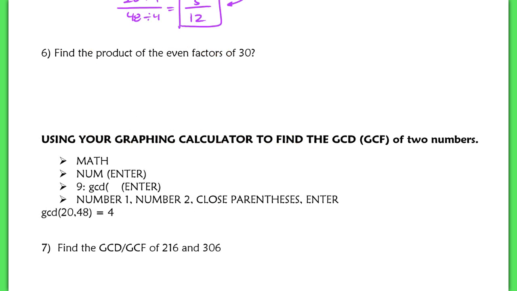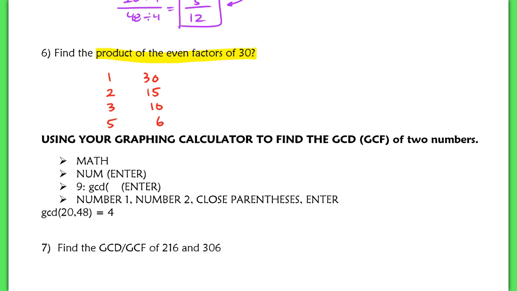Now in question number 6, it says to find the product of the even factors of 30. Now what I want to begin with is just listing all of the factors of 30. So I start with 1 and 30, so I divide 30 by 1, I get 1 and 30. I increase to 2, divide 30 by 2, and I get 15. Then 3 and 10. I skip 4 because 4 doesn't divide 30 evenly. And then I try 5 and 6. Now, if I increase one more to 6, I end up repeating back at 5. So here are all of the factors of 30.